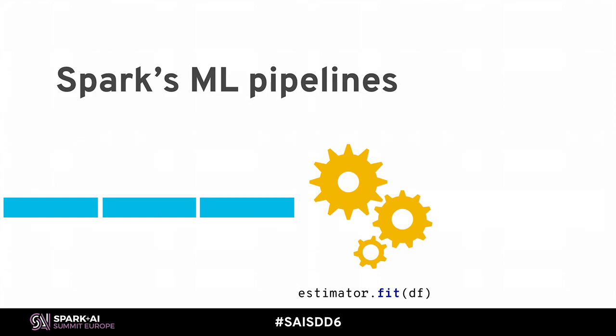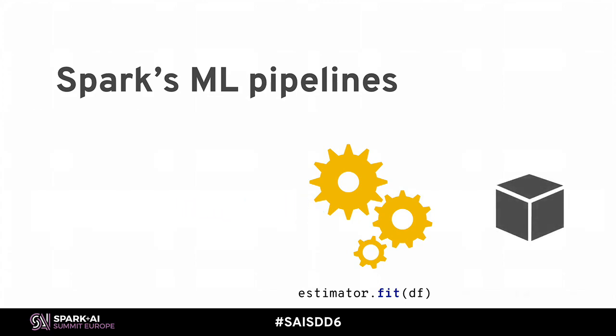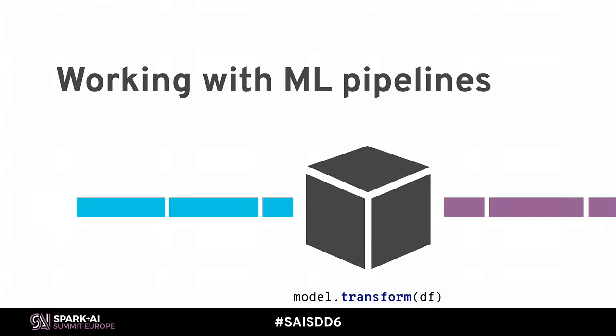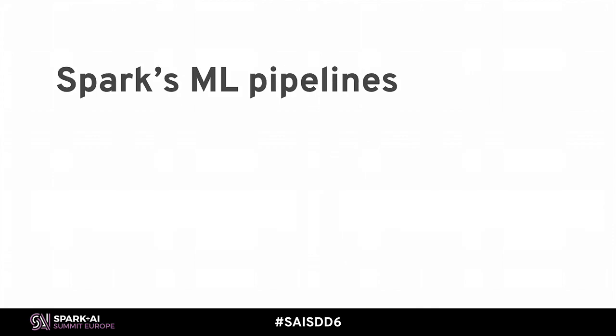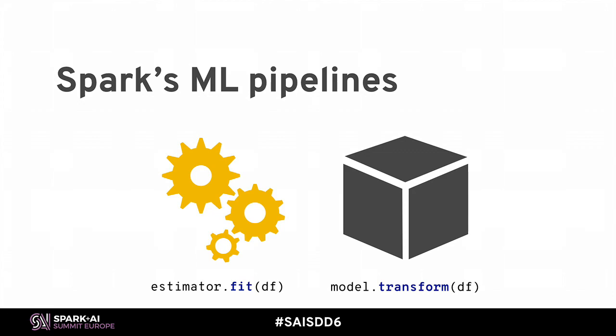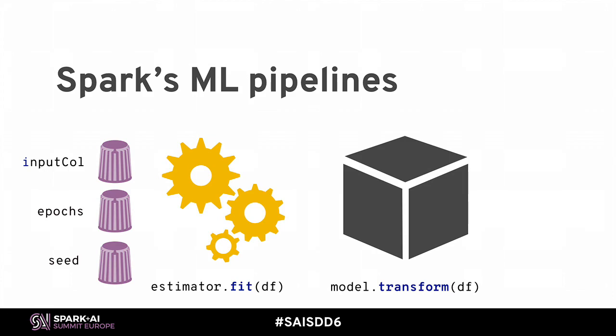Estimators take data frames as input and produce transformers as output. So you can think of this as model training or setting parameters for scaling. And once we have the model, that's also a transformer, so we can transform a data frame into one that has prediction annotations as well. So these three key interfaces are transformers that take data frames as input and produce data frames as output, estimators that take data frames as input and produce transformers as output, and parameters, which configure the execution of estimators and transformers, setting metadata like input and output columns, providing model hyperparameters, and more.